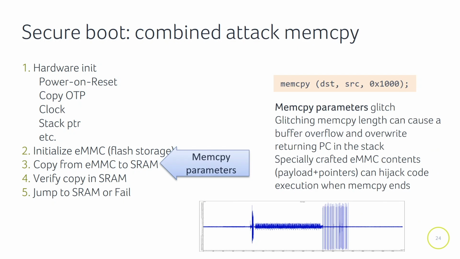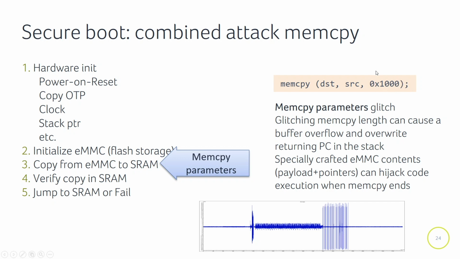Of course, it's not only about classical attacks. There are more attacks, like for example, this combined attack on memcopy. This is a combined fault injection and logical attack. In this case, it works as follows. All implementations will have to copy the bootloader from some non-volatile storage, like this eMMC, to some volatile storage to execute it. Here, what we can do is to try to glitch these parameters of memcopy.